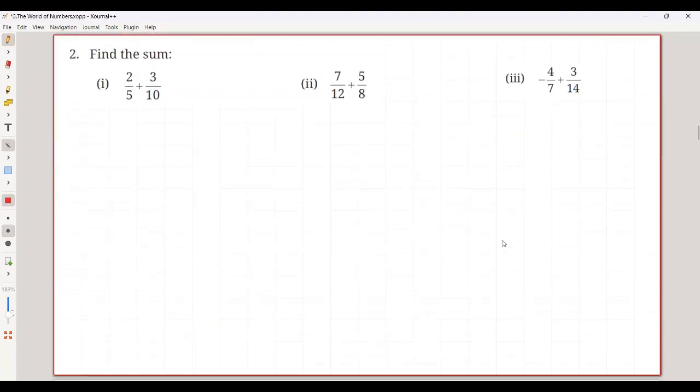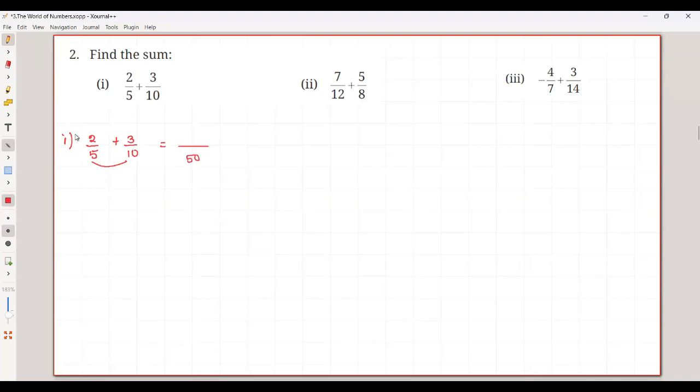Right. So now question number 2. Question number 2 means find the sum. Everywhere they have given only 2 rational numbers. Always you can go with the butterfly method. If they give more than 2, then try with the LCM method. Now first question: 2 by 5 plus 3 by 10. Butterfly method means just multiply the denominators. 5 tens are 50.